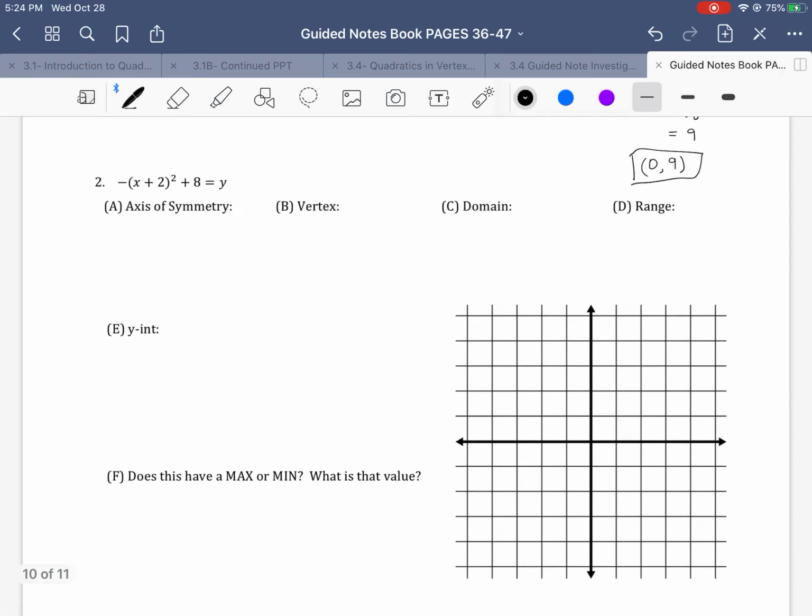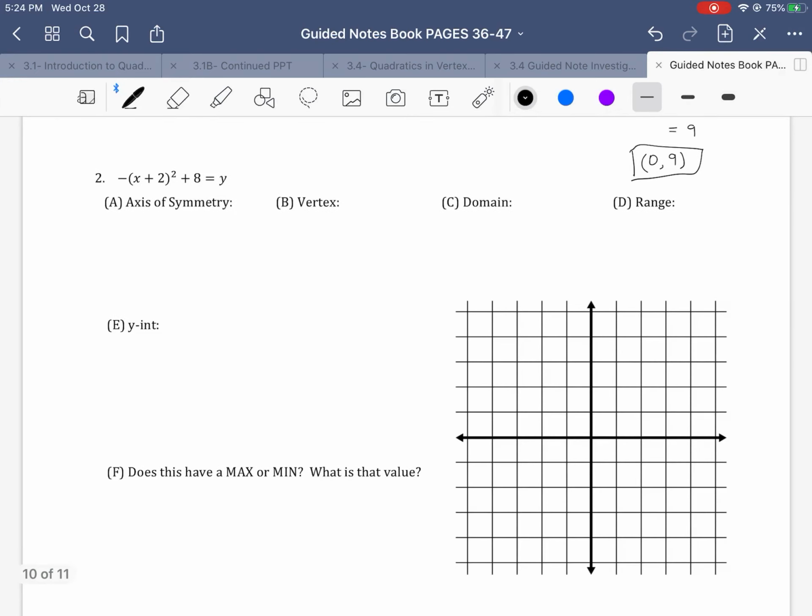Okay. Let's look at another one. So the next one, kind of the same idea. We look at this and we say, okay, where's my vertex going to be? Well, we look right here, and that's going to be a negative 2 for our x value. This one right here is going to be 8. So our vertex is at negative 2, 8. Again, the axis of symmetry goes through the x value of the vertex. So we've got x equals negative 2.